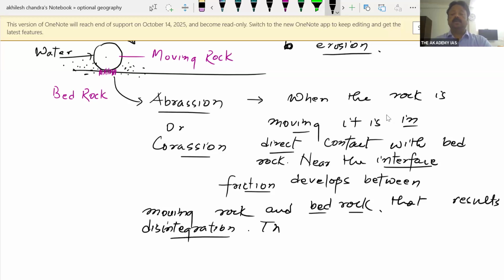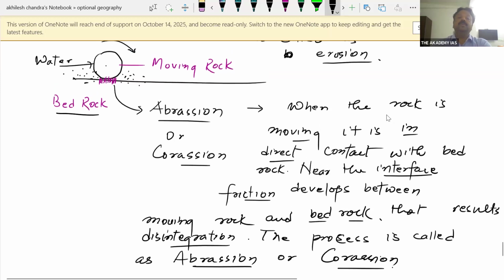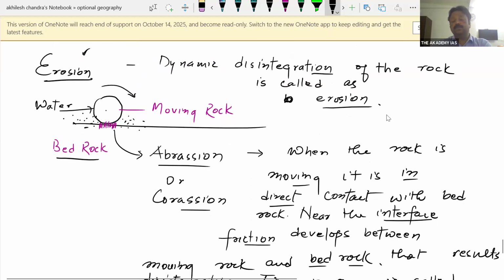The process is called as abrasion or corrosion. So abrasion or corrosion कब होगा? जब बेड रॉक से मूविंग रॉक कंटिन्यूअस फ्रिक्शन में होगी और टूट फूट होगा, so that is what called as abrasion, and that is what type of erosion.